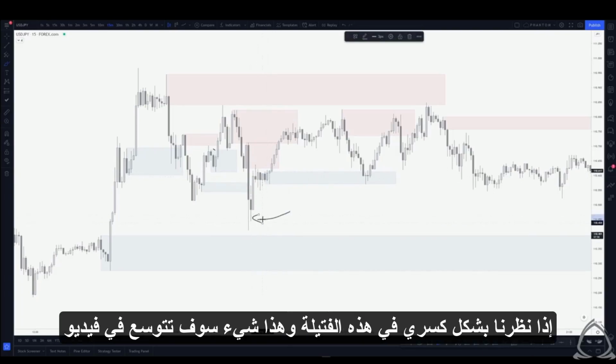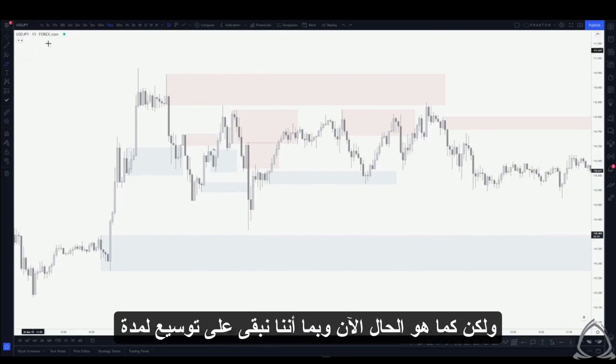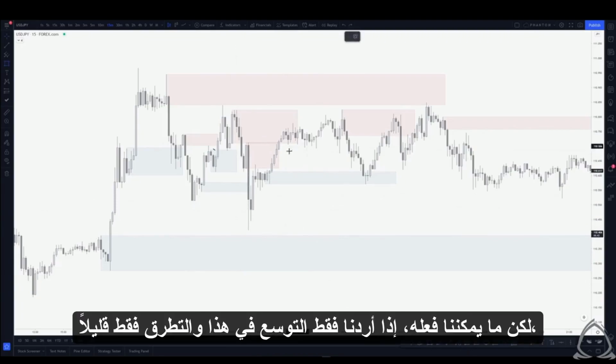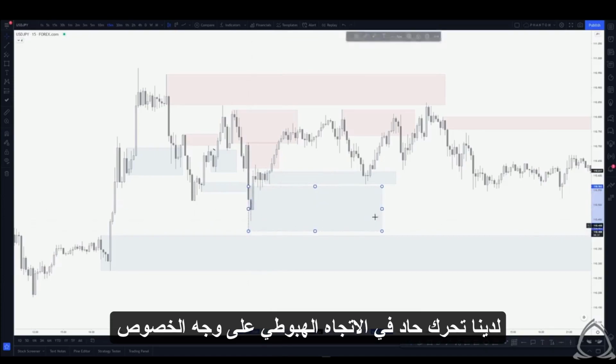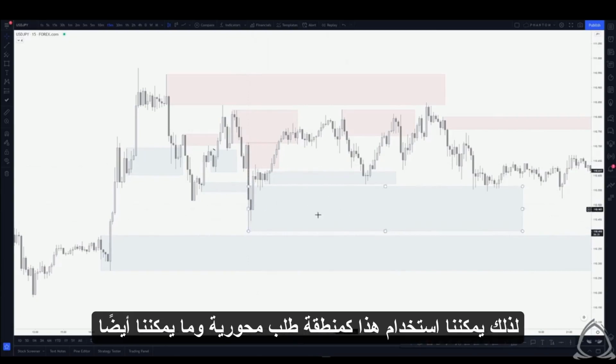Now, if we were to look fractally in this wick, and it's something that we'll expand on in a later video, we would see a reversal demand zone being created at this point in time. But as right now, and as we only stay on the 15-minute expanding on the initial video's examples, what we could do, if we just want to touch on this a little bit, is we have a sharp move to the downside, especially in this wick, and then we get that push up. So we could use this as a pivot demand zone.